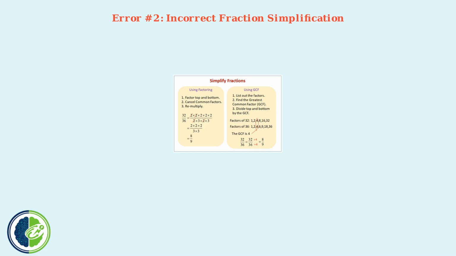The second common error involves simplifying fractions incorrectly. Many students make mistakes when reducing fractions in logarithm expressions. Let's look at the proper methods. A common mistake is canceling terms incorrectly. For example, when simplifying log of 12 over 4, students might try to cancel the 2's, but this is wrong. The correct approach is to simplify 12 divided by 4 equals 3 first, then take log of 3.